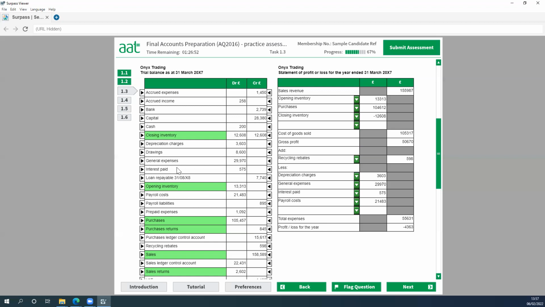Have we got any other income? So let's have a look. We'll look on the credit side, don't we? So credit: liabilities, income and capital. So what income have we got?